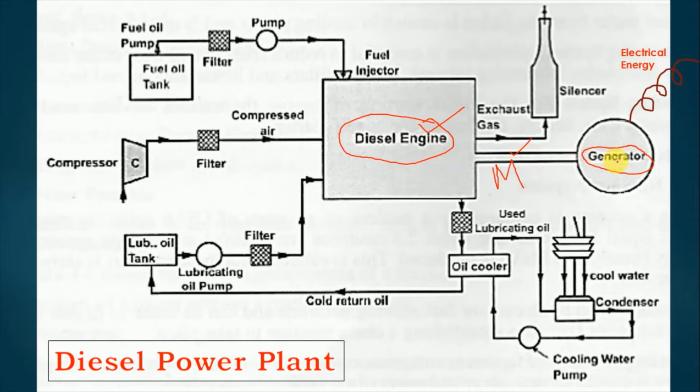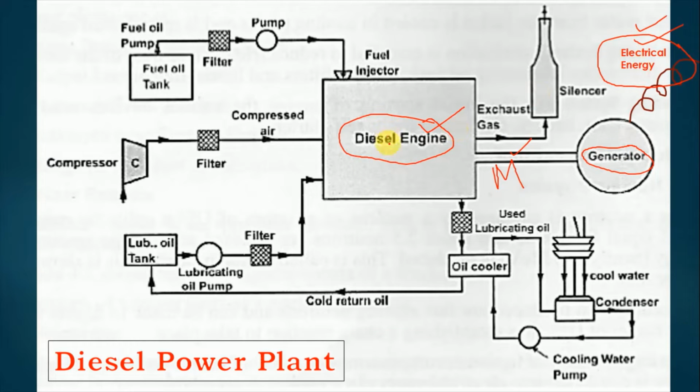This mechanical energy will be given to the generator. So what is a generator? A generator is a device which takes mechanical energy as the input and gives electrical energy as output. The total objective of this system is electrical energy, so we are expecting electrical energy out of this. Here the diesel engine will generate mechanical energy, that energy is given to the generator, and the generator will generate electrical energy.